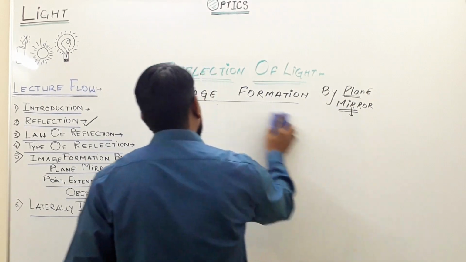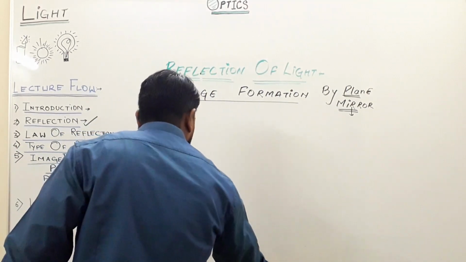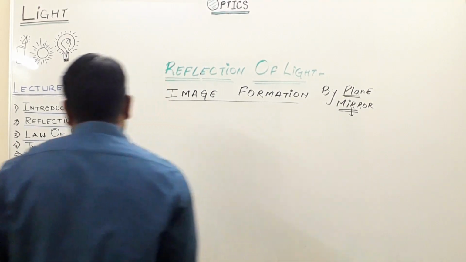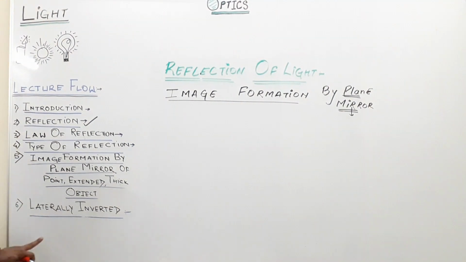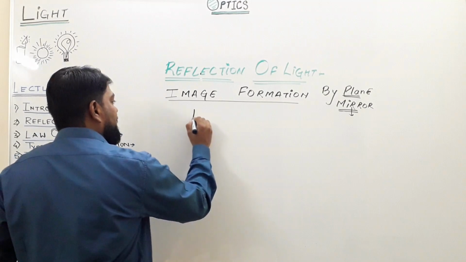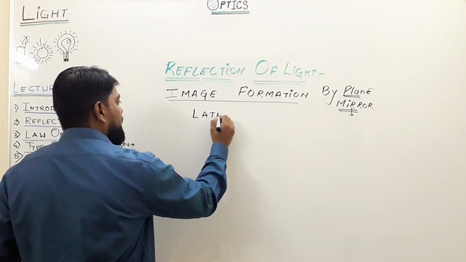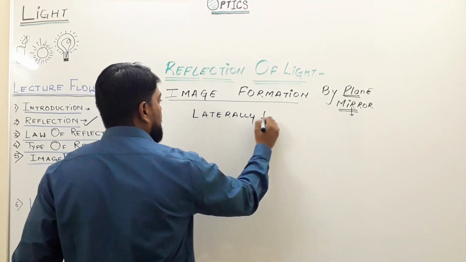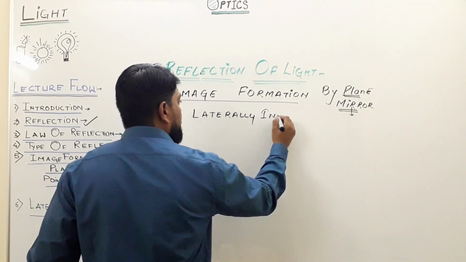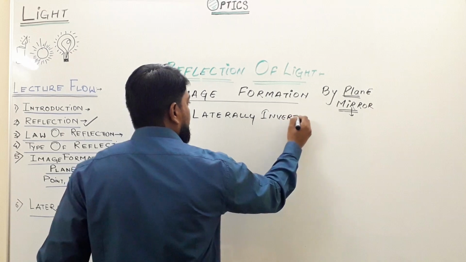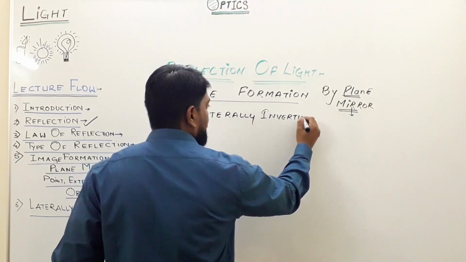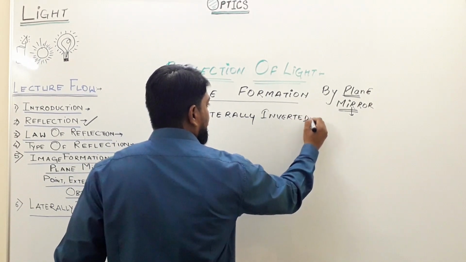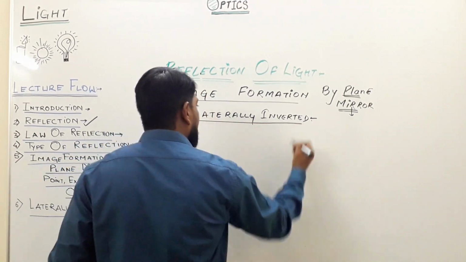In the case of extended object, we used to define one thing more, that is about lateral inversion. So when the object is laterally inverted, the phenomenon is known as lateral inversion.